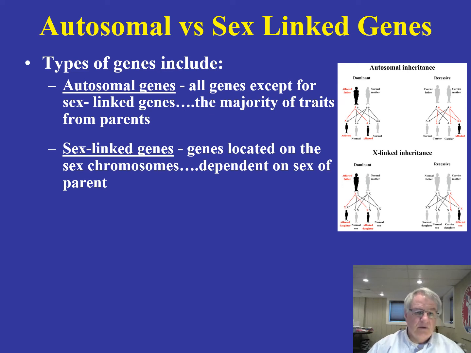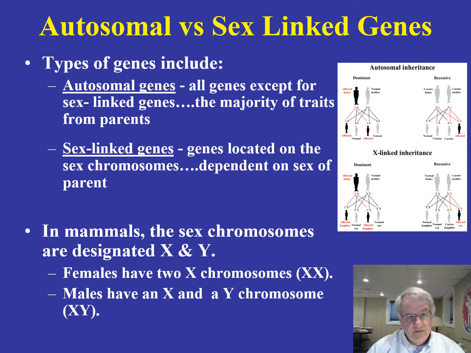These are genes that are located along the sex chromosomes, and they're really highly dependent upon the sex of the parent. So in the case of mammals, human beings are mammals, sex chromosomes are designated as being X or Y. And females have 2 X chromosomes, and it's males that have X and Y chromosomes. So it's really the male then that's going to be determining the sex of the offspring.